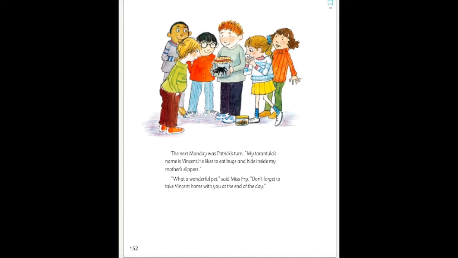The next Monday was Patrick's turn. "My tarantula's name is Vincent. He likes to eat bugs and hide inside my mother's slippers." "What a wonderful pet," said Miss Fry. "Don't forget to take Vincent home with you at the end of the day."